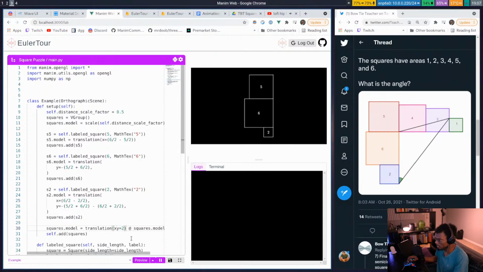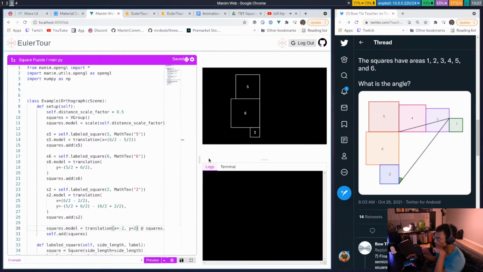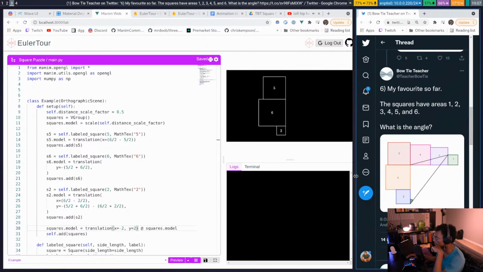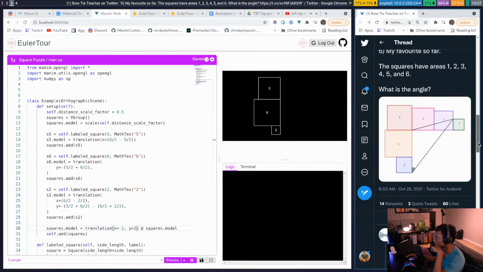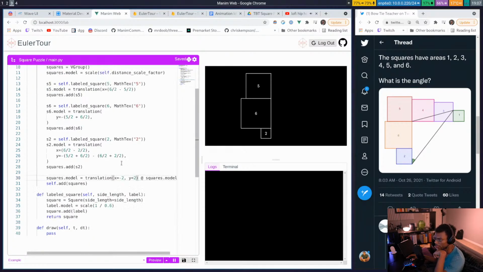Then let me put -2 translation or so on this. Great. Okay, so now I need the 4, 3, and 1 squares. Should be pretty similar to this.